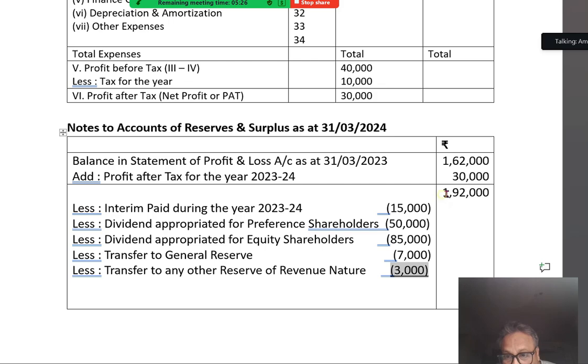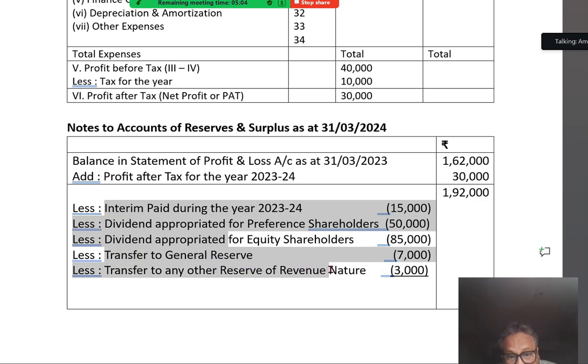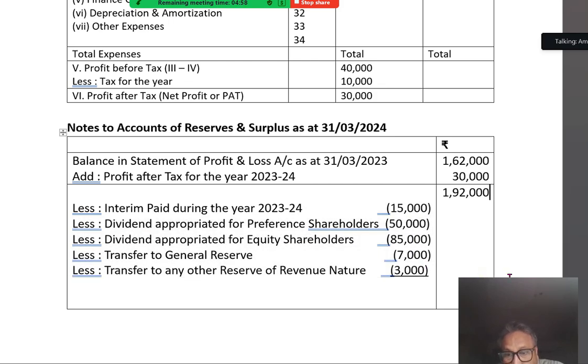It means from this total profits, these are the amounts that have been appropriated. The way we prepare P&L appropriation in partnership accounting, the same way the profits have been appropriated. So how much of the profits have been appropriated? This much. In form of dividend, these three are dividend, and these two are transferred to reserves. So total of these appropriations is 1,60,000.